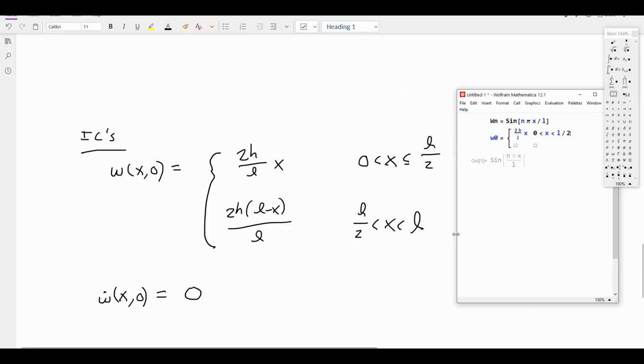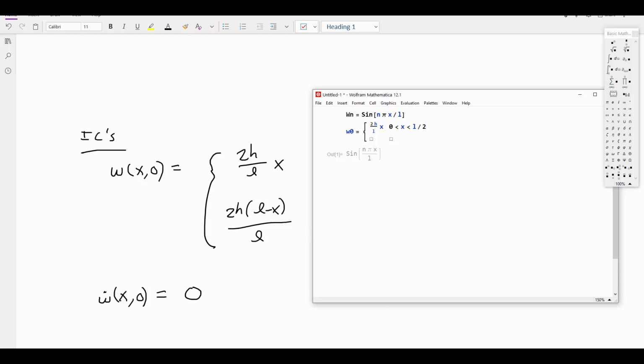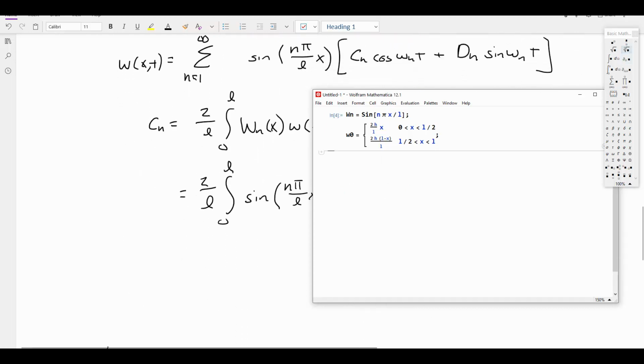Looking again at that definition, the second piece of this, we can use that second line here. So that is 2h times (L minus x) over L, and that was good for L over 2 less than x less than L. All right, so now the W0 is defined and Wn is defined as well. So I'll just suppress these for the moment. And now I can go up and actually do that integration and let Mathematica do it.